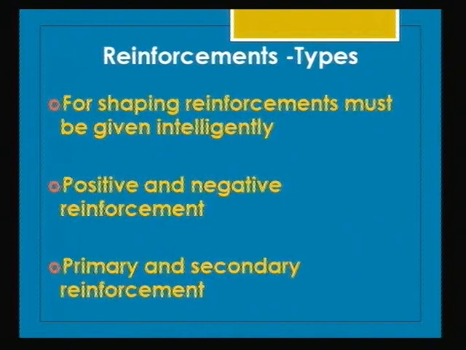Now we can have different types of reinforcements. For example, on one dimension we can have positive or negative reinforcement. A positive reinforcement is of course something good, something rewarding, and negative reinforcement is something which is painful, for example, the electric shock. Then there can be primary and secondary reinforcement. What is an example of primary reinforcement? Something that satisfies our basic need. For example, food can be a primary reinforcement.